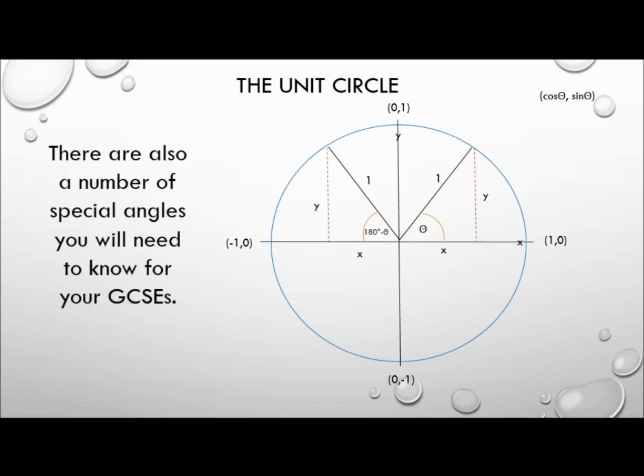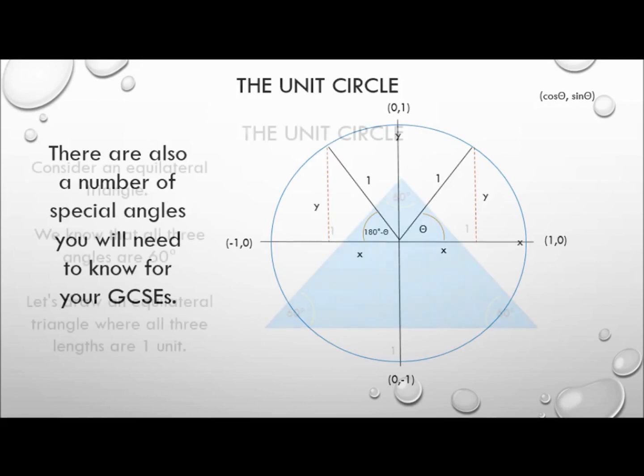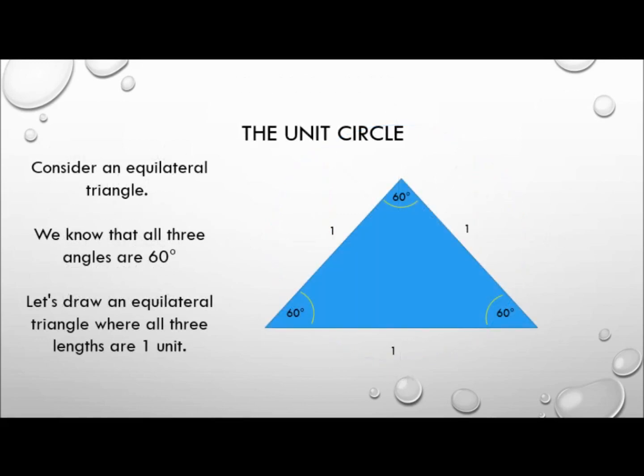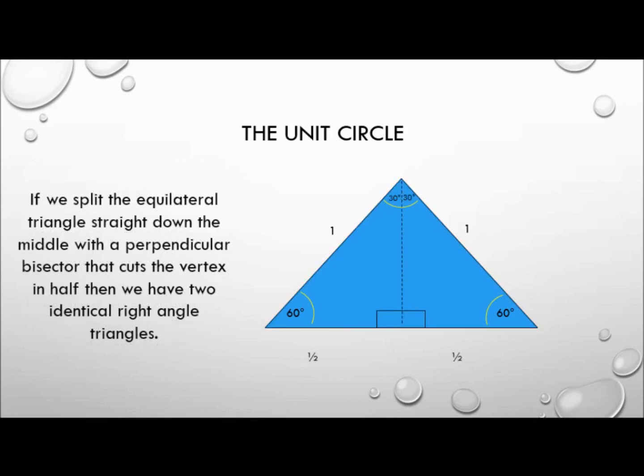There are also a number of special angles you will need to know for your GCSEs. If we consider an equilateral triangle, we know that all 3 angles are 60 degrees. So let's draw an equilateral triangle where all 3 lengths are 1 unit. If we split the equilateral triangle straight down the middle with a perpendicular bisector that cuts the vertex in half, then we have 2 identical right-angled triangles.